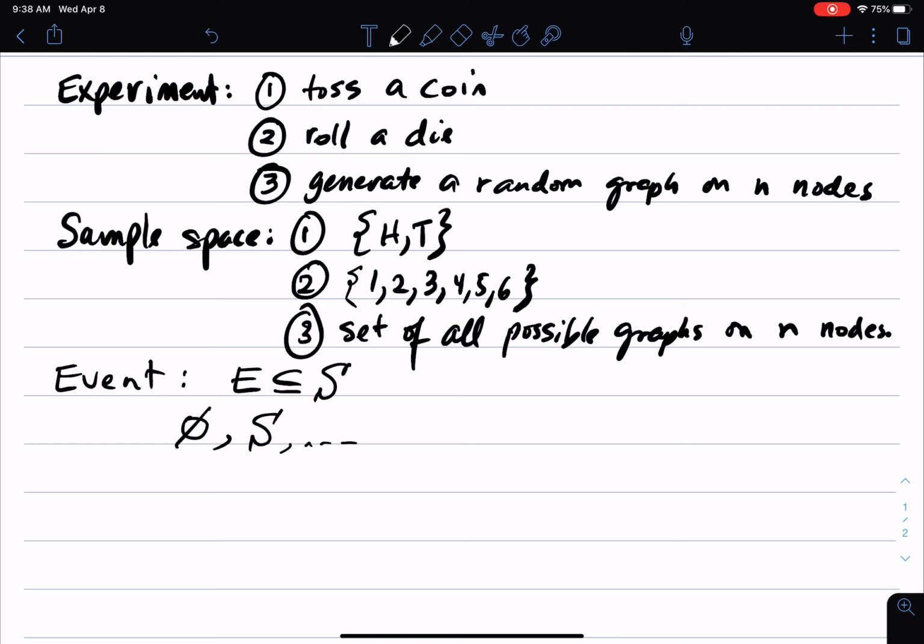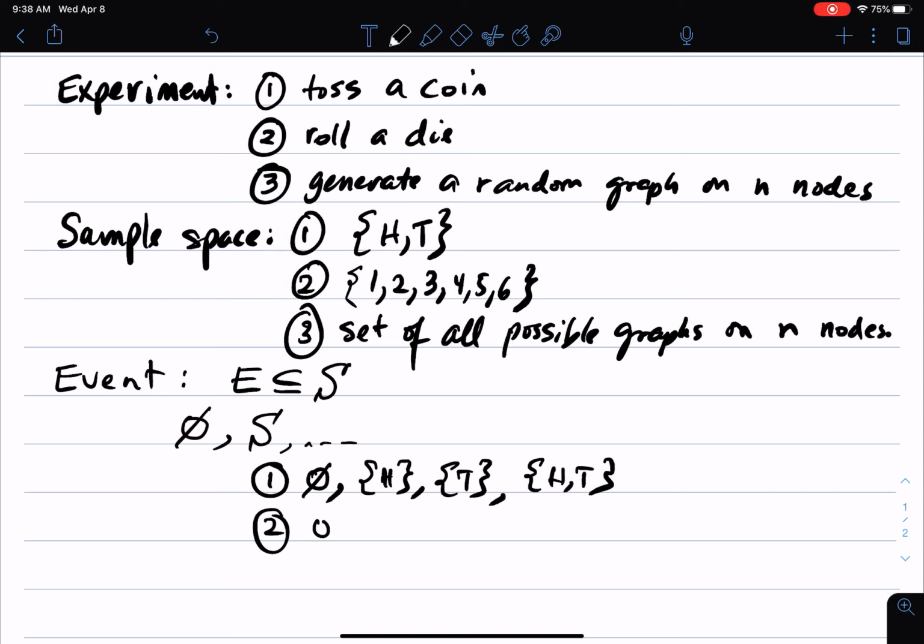If we go back to these 3 experiments, what are the possible events for the first experiment? There are 4 possible events here: the empty set, the set that has just heads, the set that has just tails, and the set that has heads and tails. For the second experiment, it's any subset of these 6 elements, right? So it can be the empty set, or 1, and so on. I cannot list all of them. We have 6 elements there, and because every subset is an event, there are going to be 6 choose 2 events, okay?